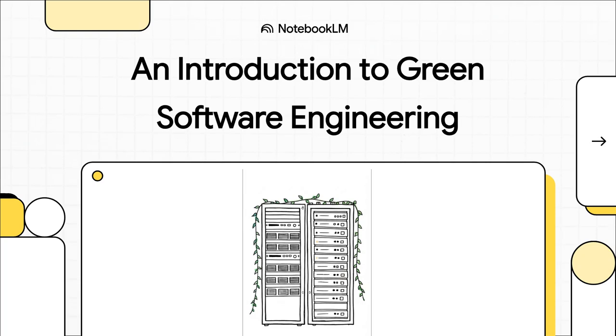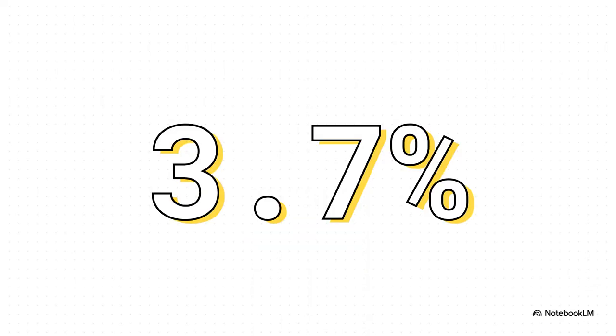Welcome to The Explainer. Today, we're diving into a field that's becoming absolutely critical for everyone in tech, green software engineering. Let's just kick things off with a number that might surprise you. 3.7%. That's how much of the world's global carbon emissions come from the internet. To put that into perspective, that's actually a little bit more than the entire global aviation industry.